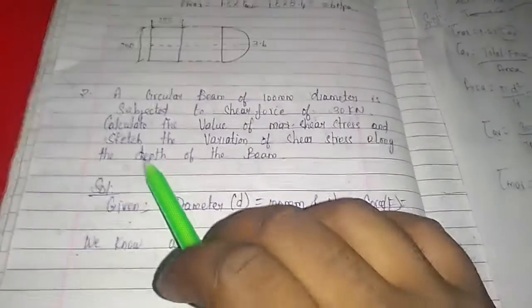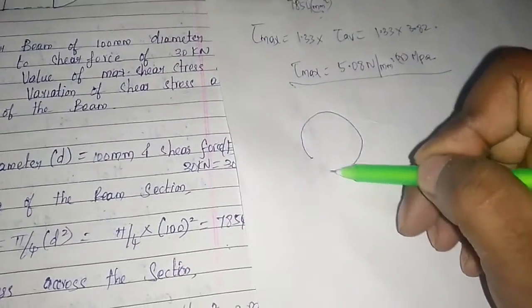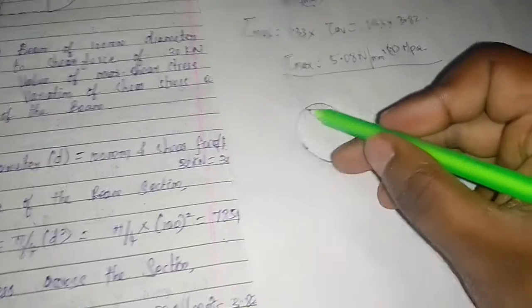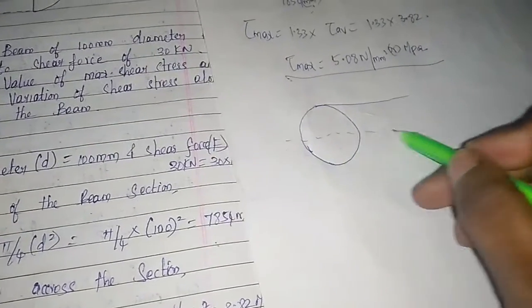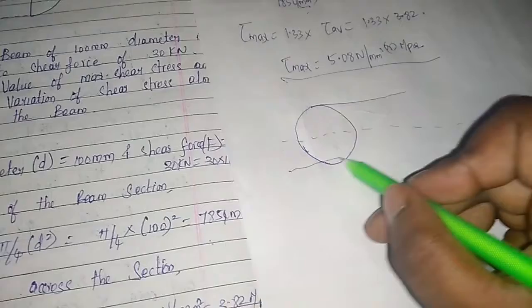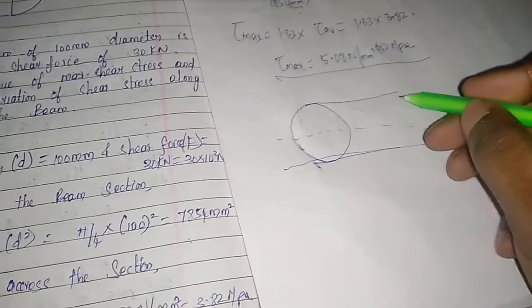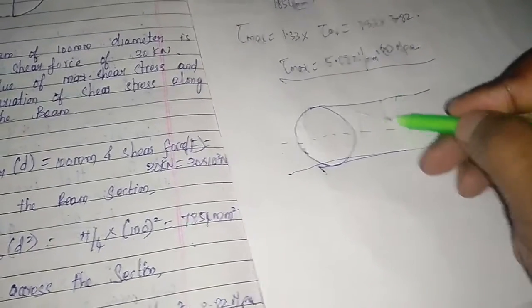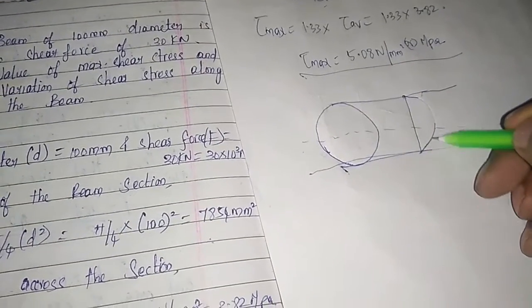Next, what they have asked: sketch the variation of shear stress along the depth of the beam. So the variation diagram. This is the circular beam. So draw the circular section. This will be the neutral axis and your variation diagram. Okay, draw it to scale correctly. So the diagram will be like this only. Again, it will be in a parabola form.